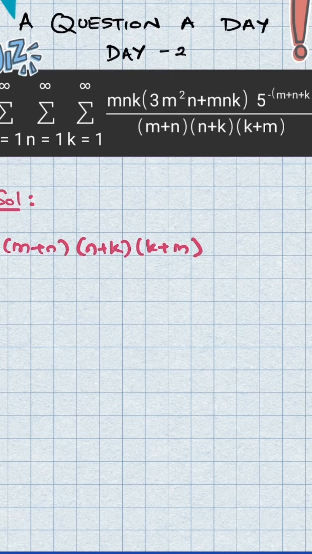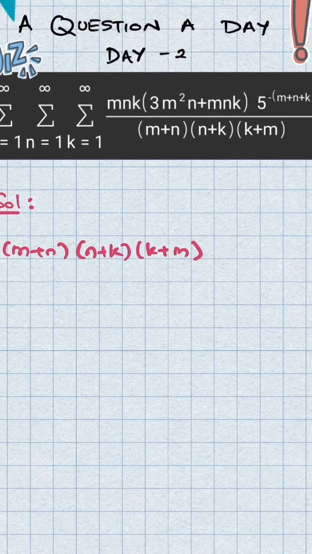There are three summations. Summation m is varying from 1 to infinity, n is also varying from 1 to infinity, and k is also varying from 1 to infinity. And then there is some complicated expression. How to solve these types of questions?